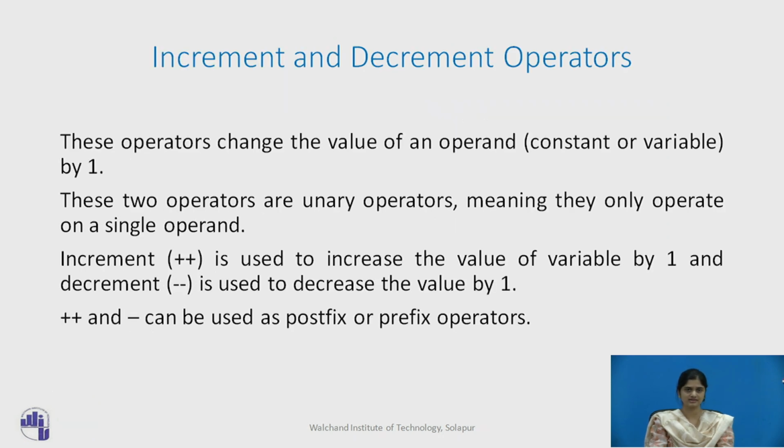Next type of operators are increment and decrement operators. As discussed previously, they are unary operators, that is acting on a single operand or value. These operators change the value of an operand, that is either a constant or a variable, by 1. These two operators are unary operators, meaning they only operate on a single operand. Increment, that is the plus plus, is used to increase the value of a variable by 1, and decrement, that is minus minus, is used to decrease the value by 1.